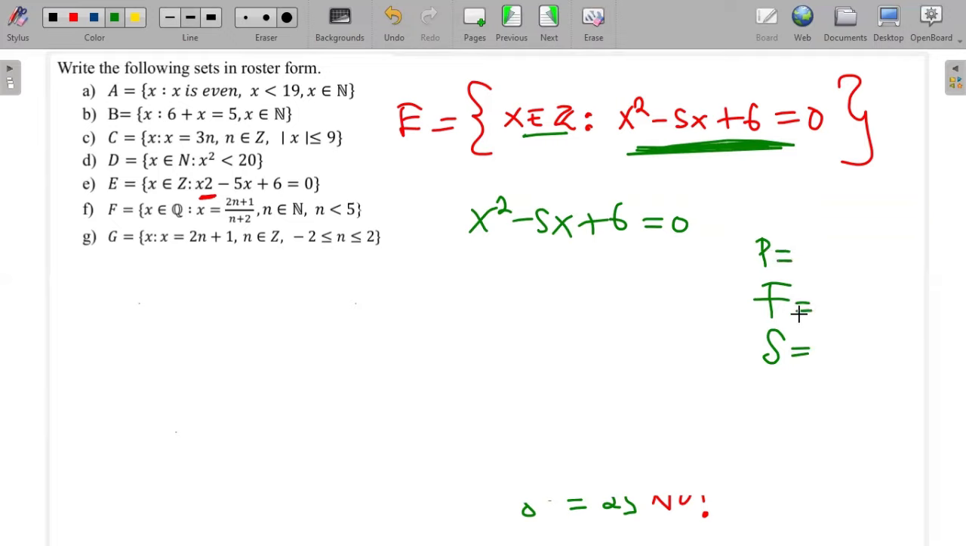The product is when you multiply the coefficient of x squared with the constant, which is 6. So 1 multiplied by 6, I get 6. The sum is the coefficient of x, so minus 5. And then for the factors, you look for 2 numbers such that when you multiply them, you get positive 6, but when you add them, you get minus 5. So what are those 2 numbers? Anyone who can try?